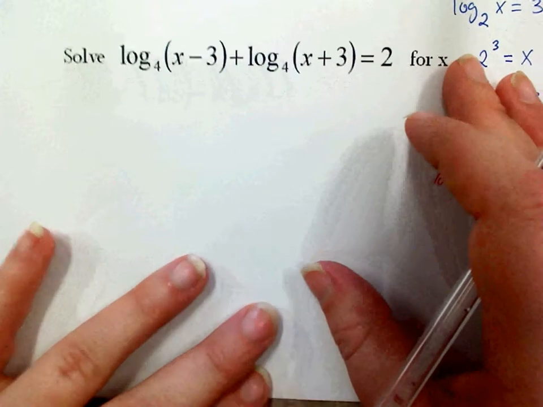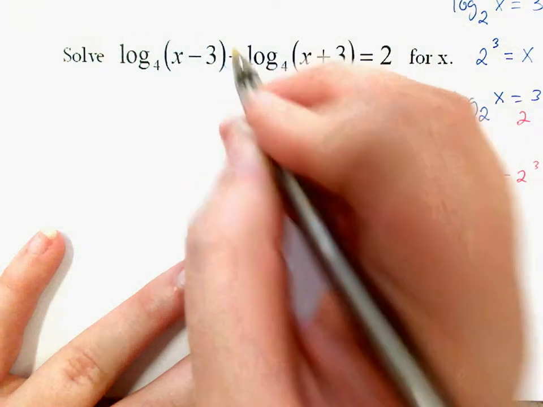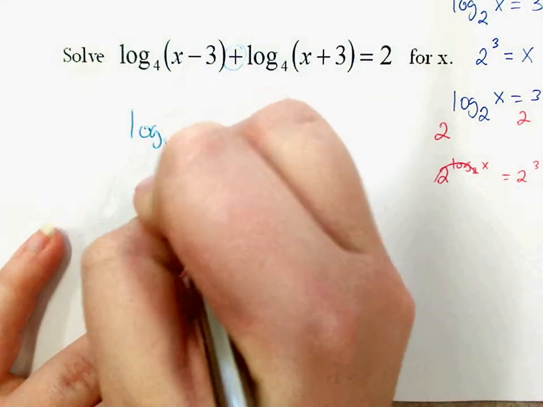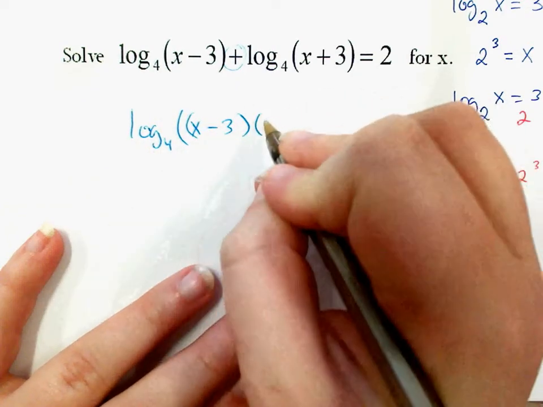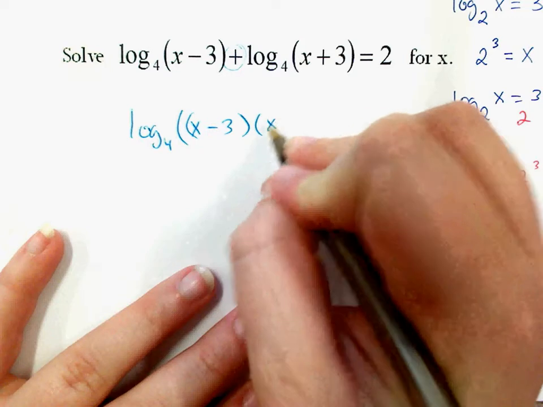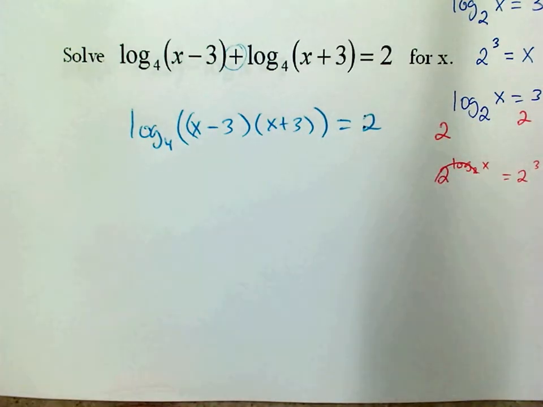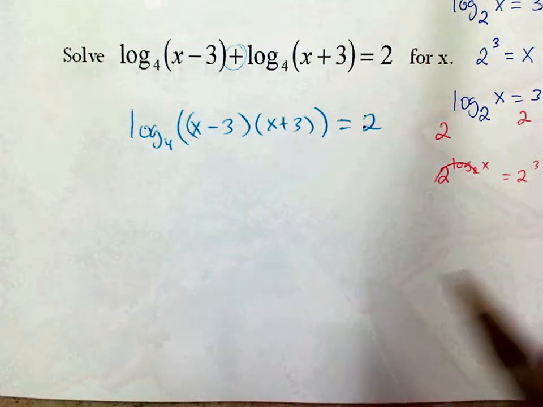So do I want to do that? How do I do that? They're separated by addition, so I combine them using, so log base 4 of x minus 3 times x plus 3 equals 2. I would. Okay, so there's two different ways to approach that.